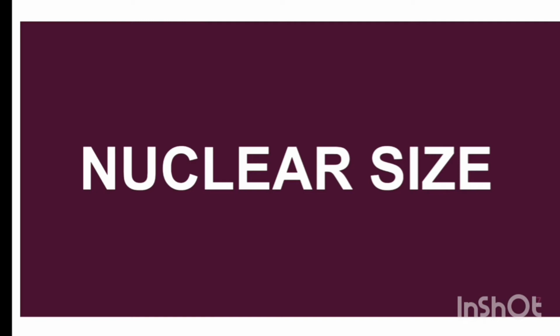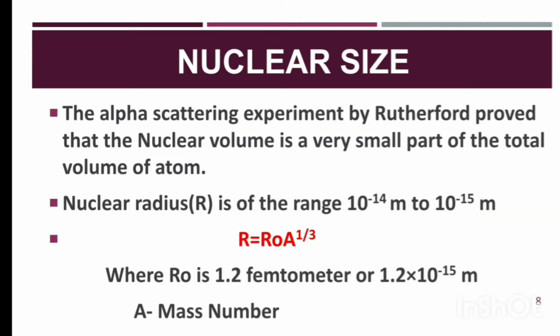Next, we can discuss nuclear size. In the introduction part of the vector atom model, we studied the alpha scattering experiment done by Rutherford, which led to the discovery of the planetary model of atom. That model gives us the idea that nuclear volume is a very small part of the total volume of the atom. And nuclear radius is of the order 10 power minus 14 meter to 10 power minus 15 meter.